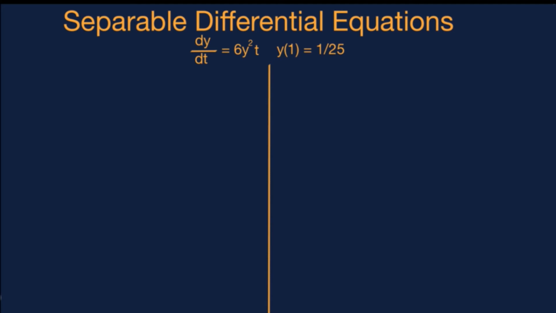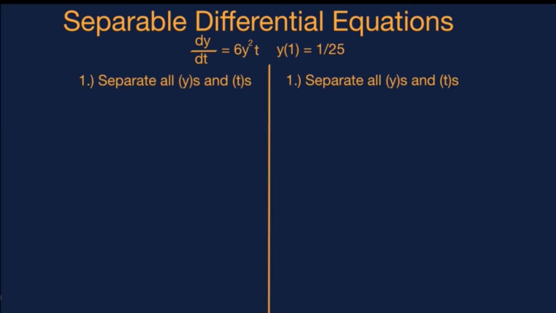Now the first step in both methods is actually the same, which is to separate all y's and the t's in the equation. And to do that in this equation, that would mean to divide both sides by y squared, which is the same thing as multiplying by y raised to the negative 2. So when we do that, we get y to the negative 2 times the derivative of y with respect to t is equal to 6t. And because this is the same step as the other method, we can move this to the other side.